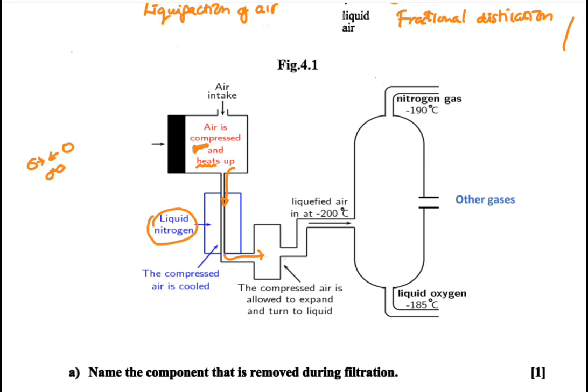Once the air turns into liquid, it is fed into the fractionating column or fractional tower, where we separate the gases in terms of their boiling points. So nitrogen, with a lower boiling point, is taken off at the top, and oxygen, with a higher boiling point, is taken off at the bottom, and then the other gases just come out from there.